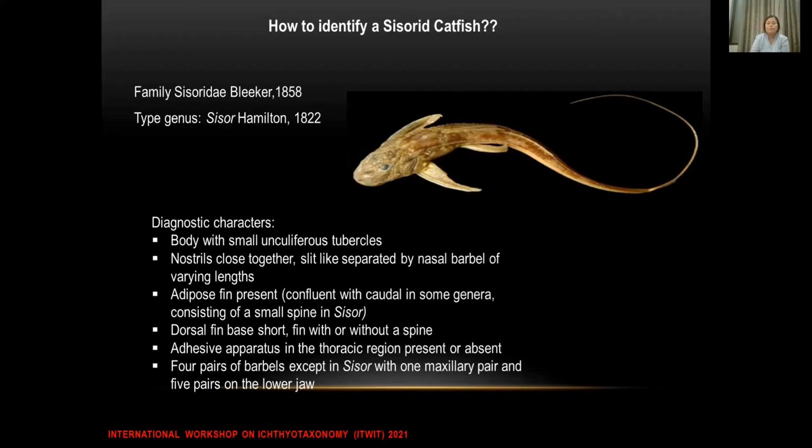Then four pairs of barbels, except in Sisor, which has only one maxillary pair and five pairs on the lower jaw. This is the family characteristics of Sisoridae. So a Sisorid catfish will possess some combination of the characters given here.